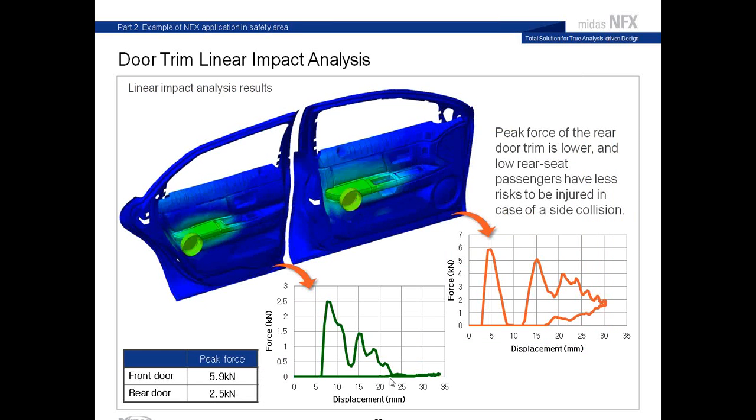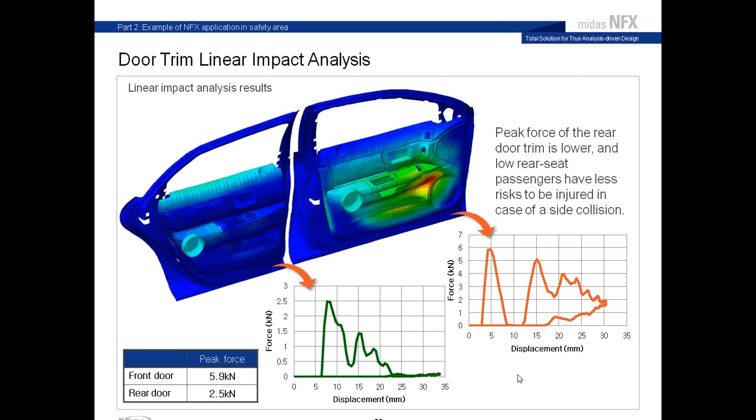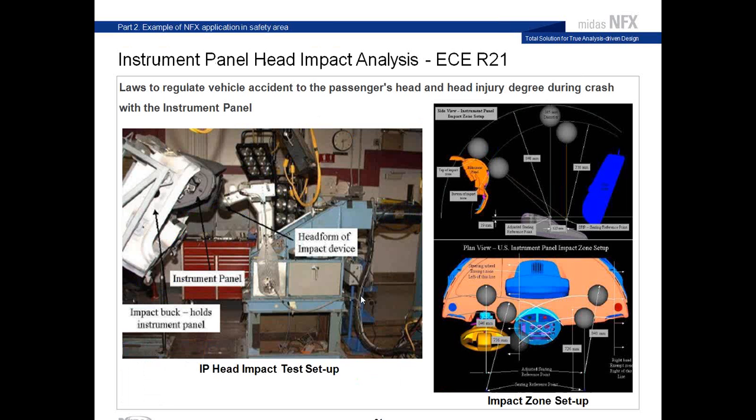And here you have the results for the front door and the rear door. It's interesting to see that the peak force for the rear door is less than 2 times less than for the front door. So if you perform this analysis, you will notice that the passenger on the rear seat will be less injured if you have such a collision. So it's important to perform this kind of simulation to know.